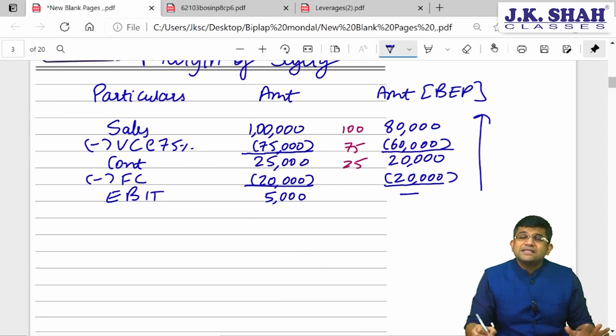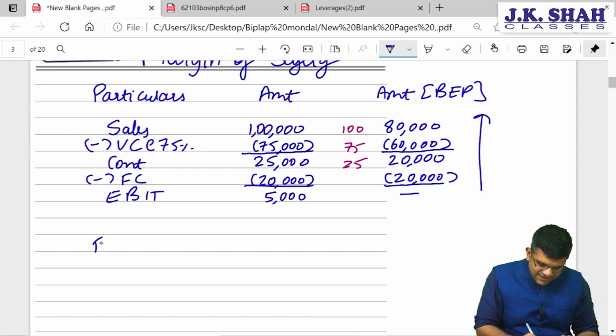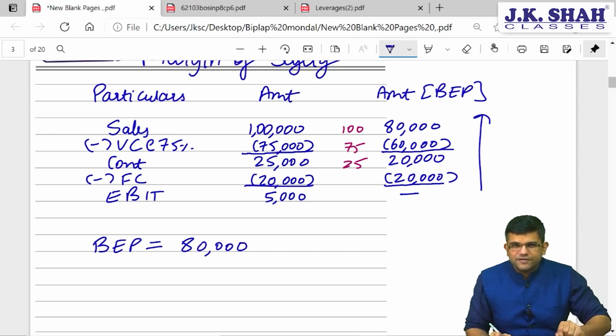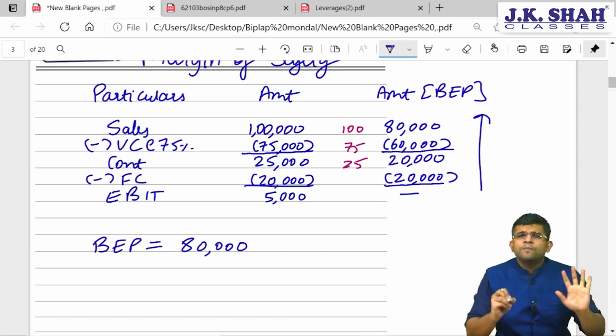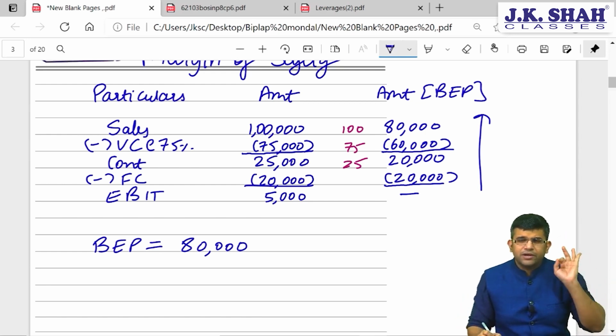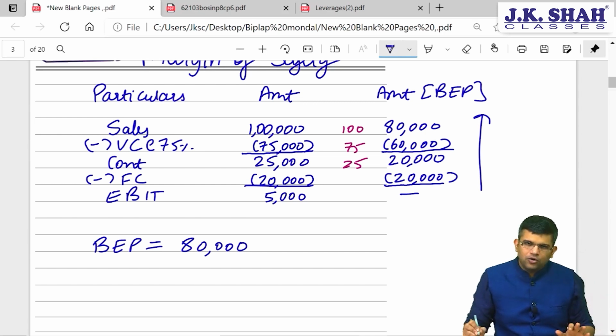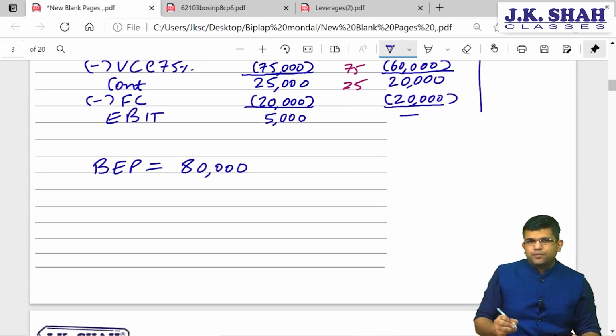So what is this 80,000? Children, I will say that break even point here is rupees 80,000 because it is at this level of sales that the profit is zero. No profit, no loss situation. So children, break even point is that level of sales at which there is no profit, no loss situation. So now let us proceed ahead, children.